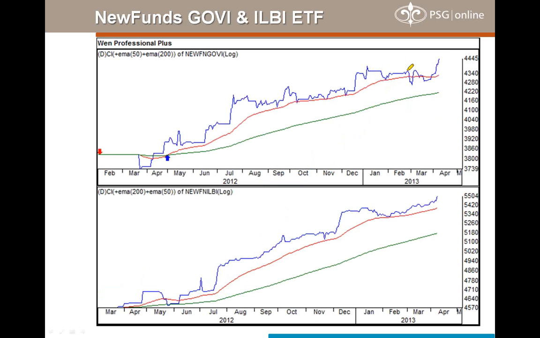This is the Govi and the ILBI ETFs. You can see their performances. By the way, you can get all the fact sheets, as I say, on the Funds Data website. I use it personally for myself.